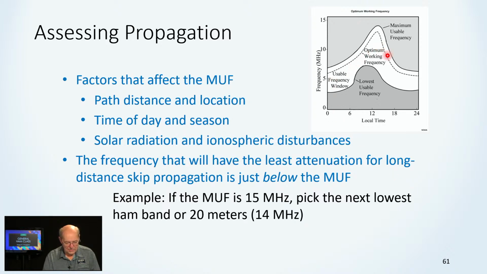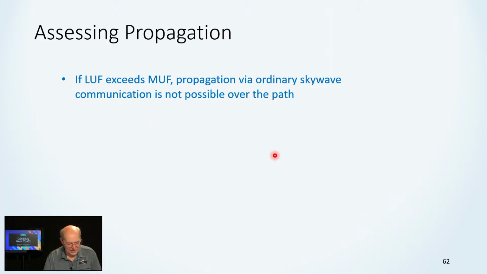Remember this diagram that we saw. So if the MUF is 15, pick the next lowest band, or 20 meters, which would be 14 megahertz, and that should be a good band for long-range propagation. And remember, we said if the LUF exceeds the MUF, propagation via ordinary skywave communication is not possible over the path. That would be a radio blackout. It's a fairly rare condition, but it absolutely does happen.